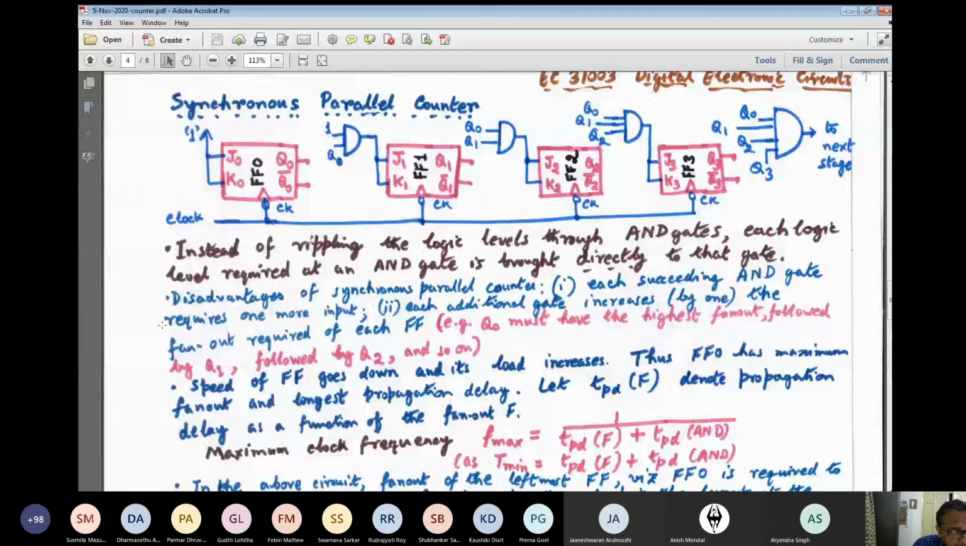As the fan-out requirement of the flip-flop happens to be the maximum, it has to provide the maximum amount of current to its load. So the load on Q0 will increase, and if the load increases, the requirement of current increases. So the capacitive load at the output of FF0 will increase. Plain and simple, if you take the RC propagation delay, as the capacitance at the output of FF0 happens to be the largest of all the flip-flops, its delay will also be the largest amongst the delays of all the flip-flops. Is it clear?